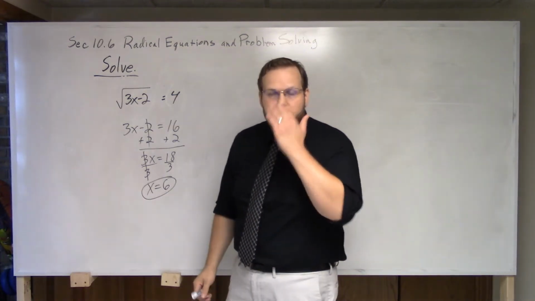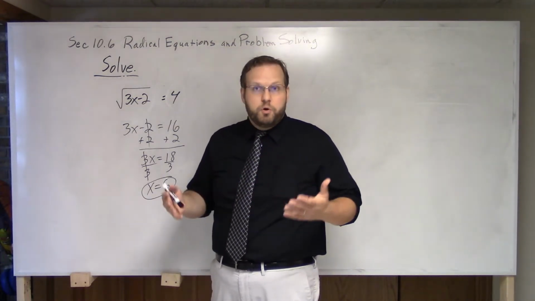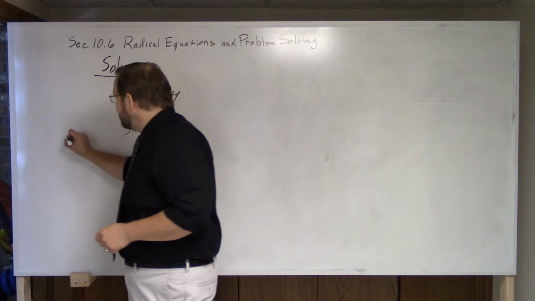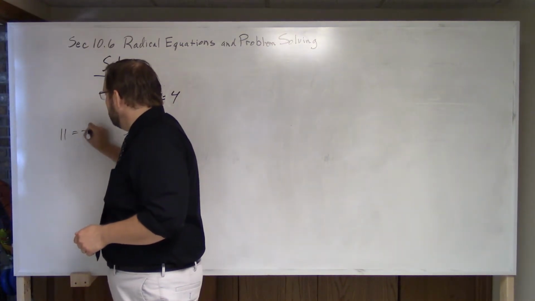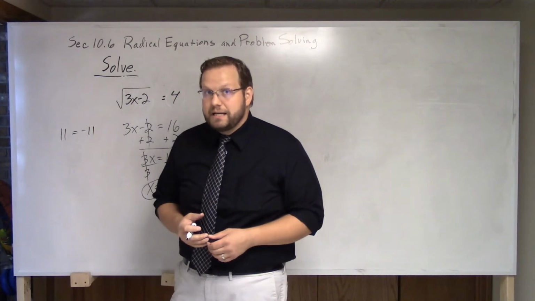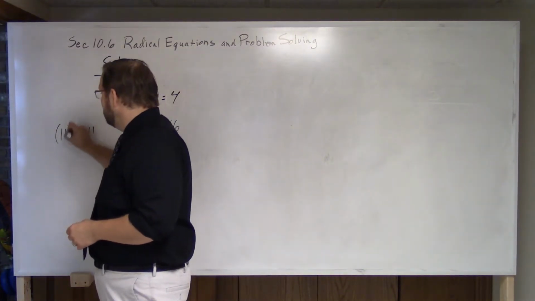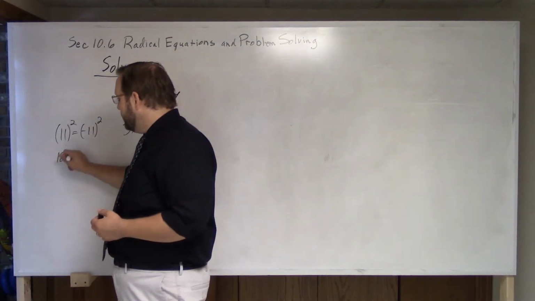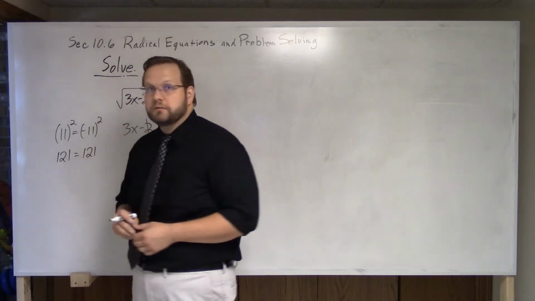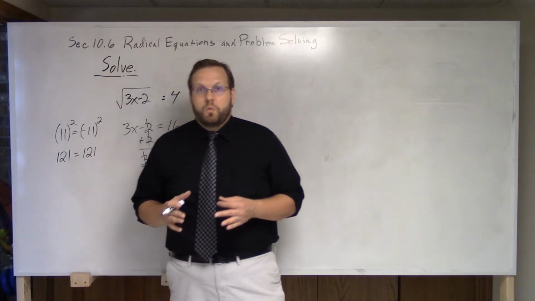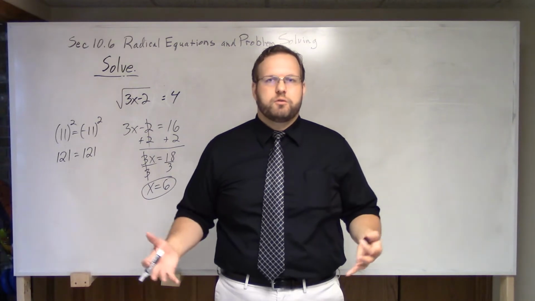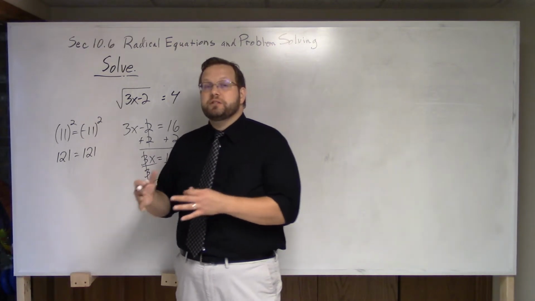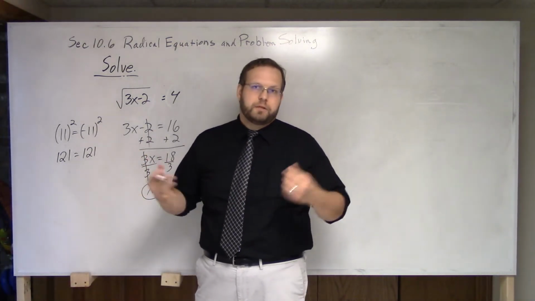Now the reason why it's a possibility that we just get a bogus answer is because of that first step we did. We squared both sides. This is clearly wrong. 11 is not equal to negative 11. But if I square both sides, what do I get? I get 121 and 121. That looks right to me. So what we're doing when we're squaring both sides, we have to do that to get rid of the radical, but we're possibly covering up a scenario like this. So that's why we have to check at the end, just to make sure that that wasn't happening.